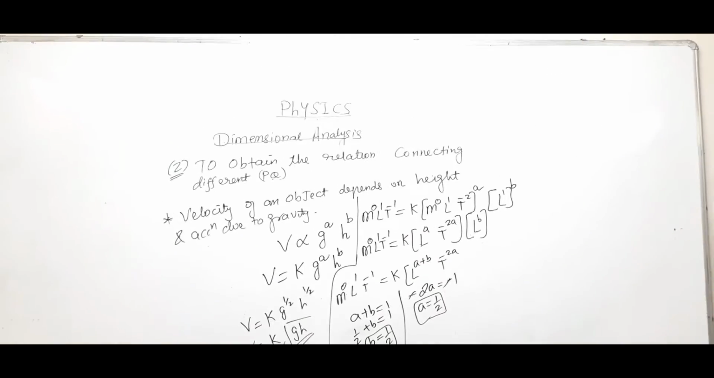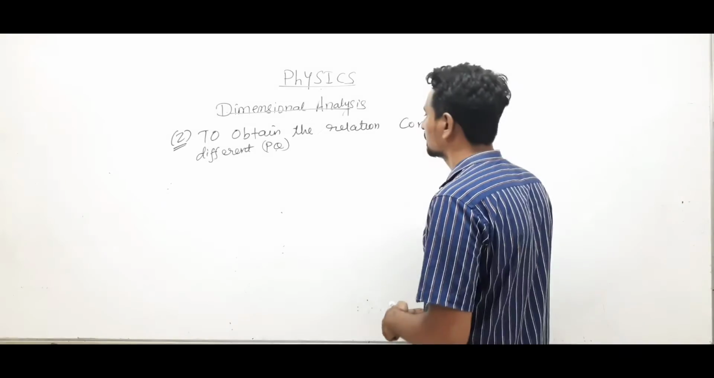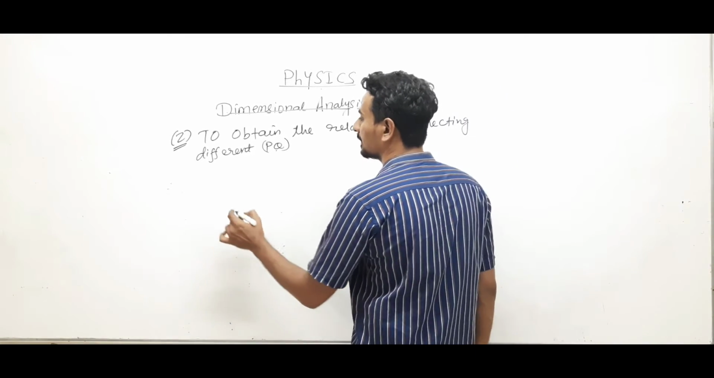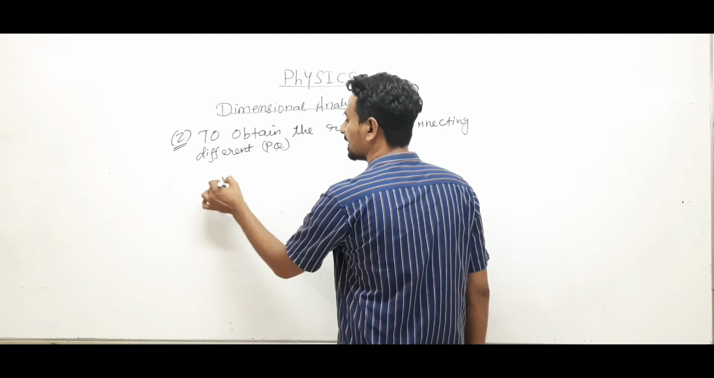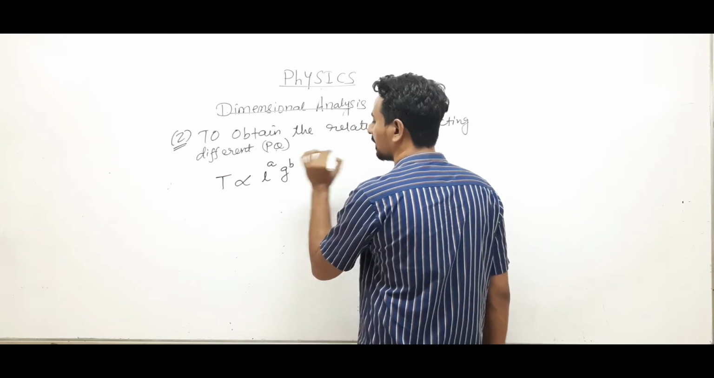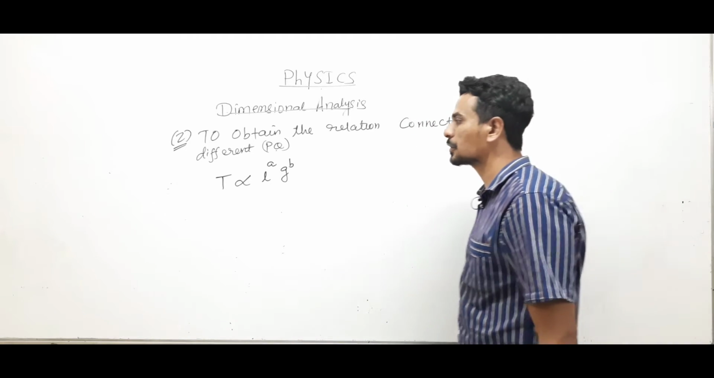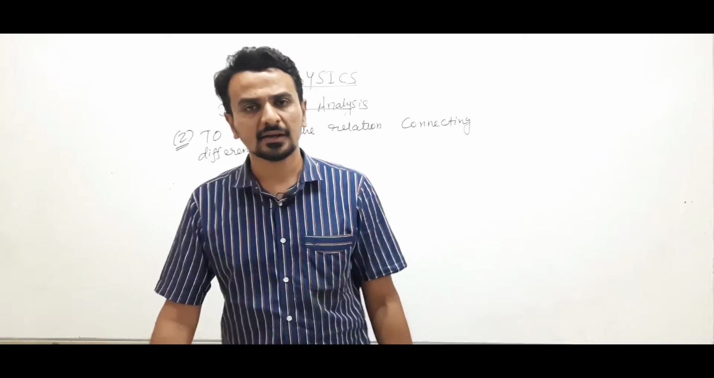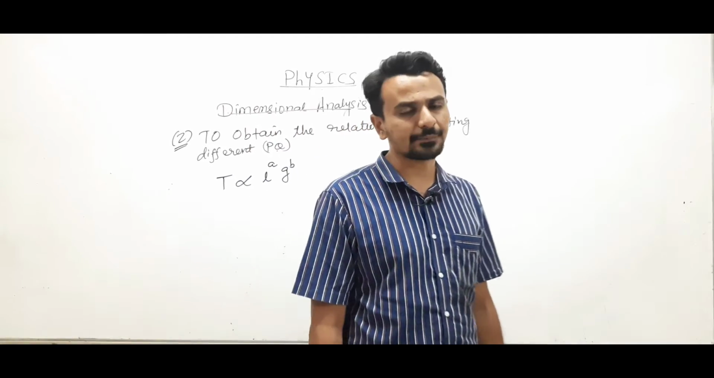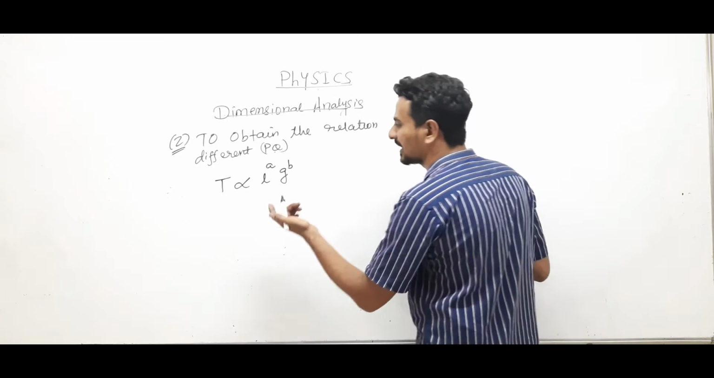We'll see another question, how to obtain the relation. See another one. Now in the question they are saying that time period depends on length and acceleration due to gravity. Time period of a pendulum depends on length and acceleration due to gravity. Obtain the relation between time period, length and acceleration due to gravity. We'll use the same method, same concept.